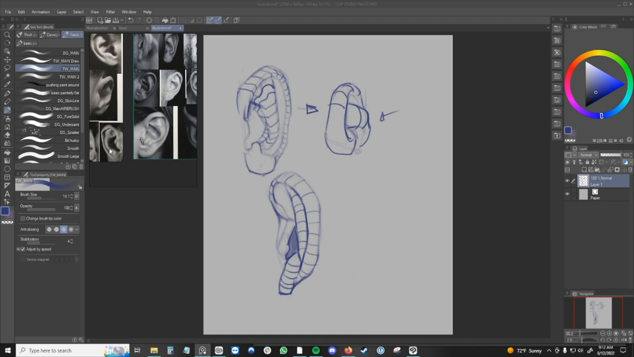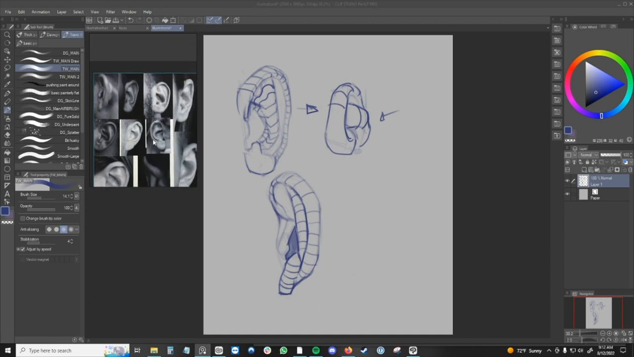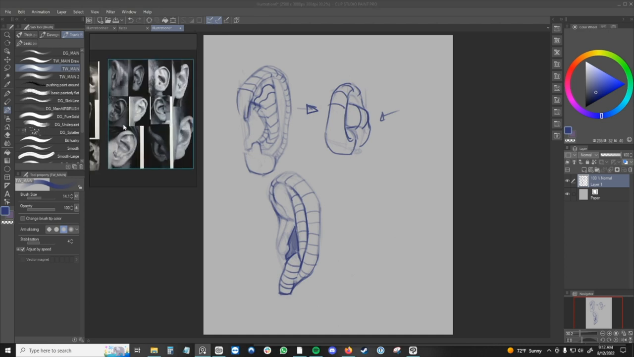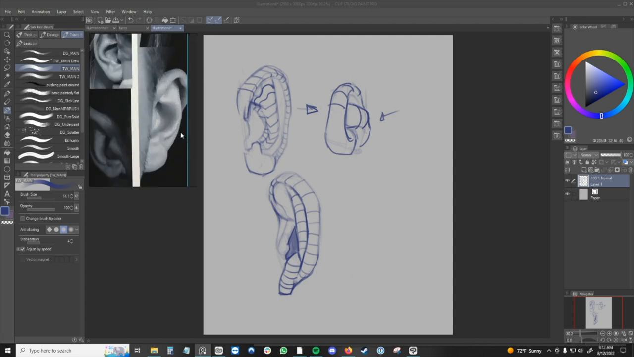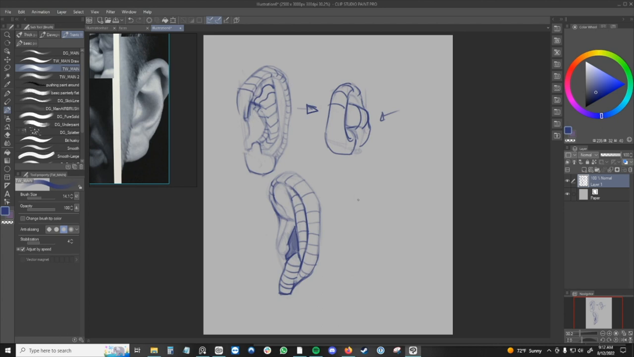Let's just do one more of these from a different angle. You can do this one, I think. Get some nice overlaps happening here. Now, on this one, part of his cheek is cutting off some of this other information of the tragus and stuff. He might have more full cheekbones, which could be causing that.